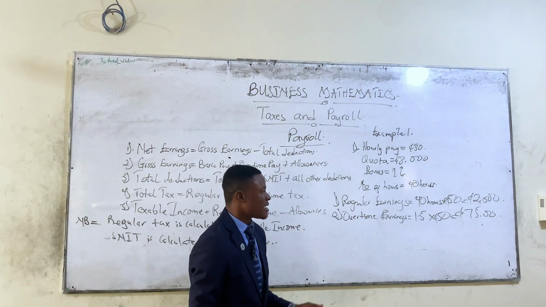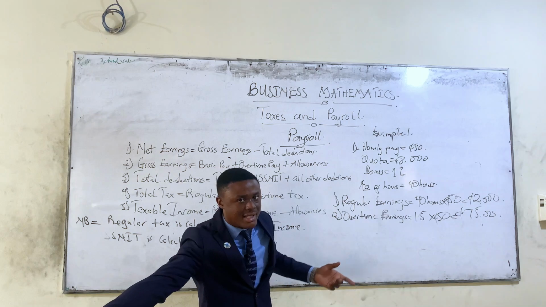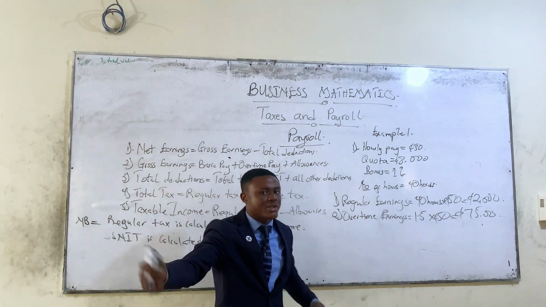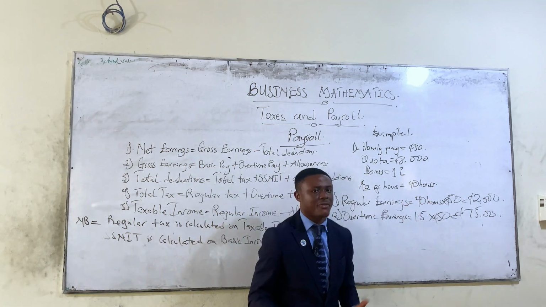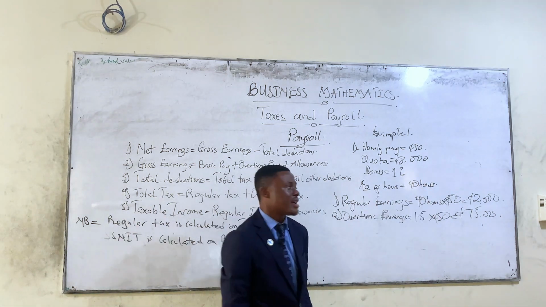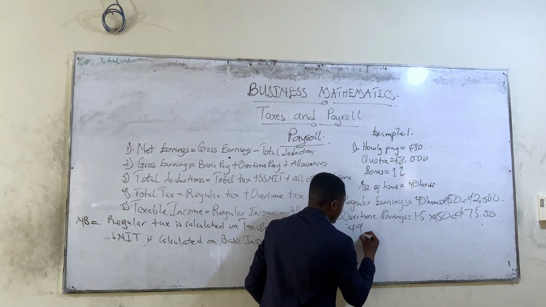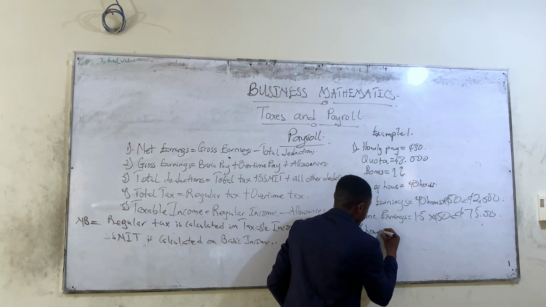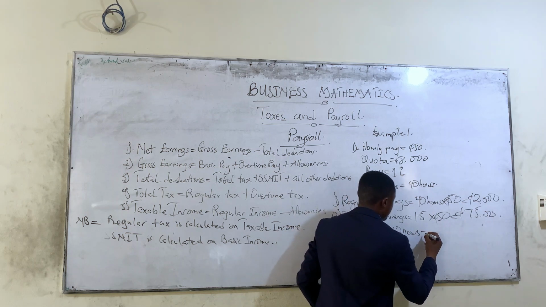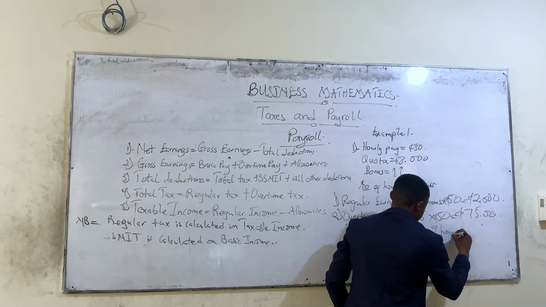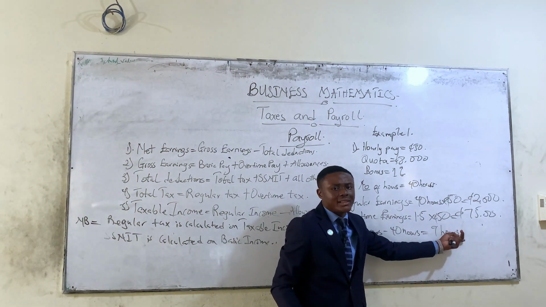But here's the case that since the question says he had worked 49 hours, and we know that our regular earning is 40 hours, if we want to find his overtime hours, his number of hours worked, which was 49 hours minus the 40 hours, we are going to get 9 hours. So this 9 hours is his overtime hours.